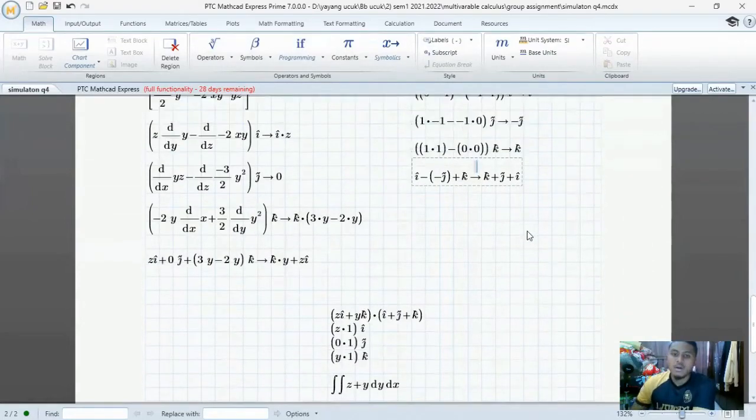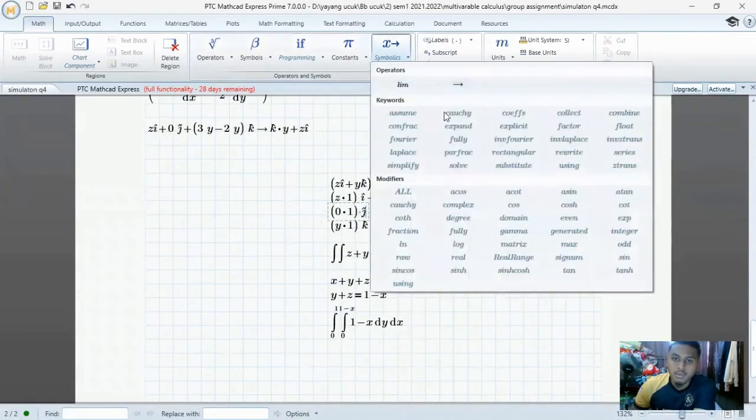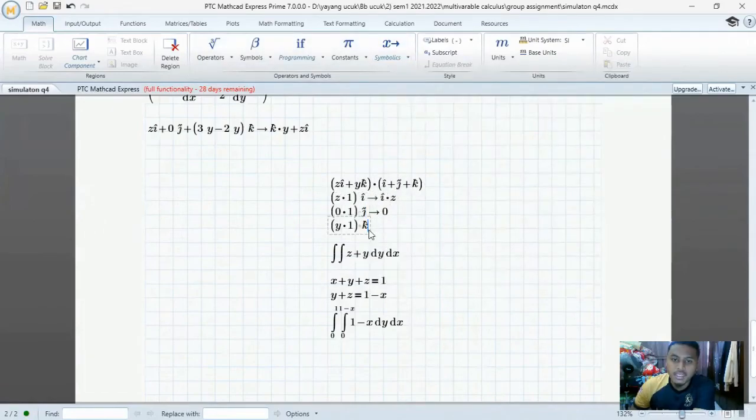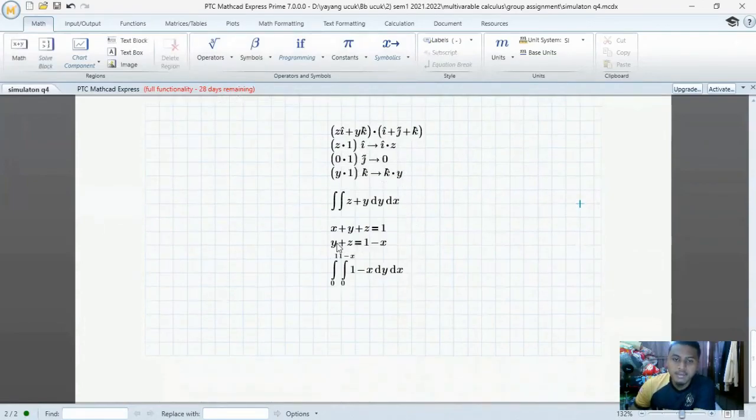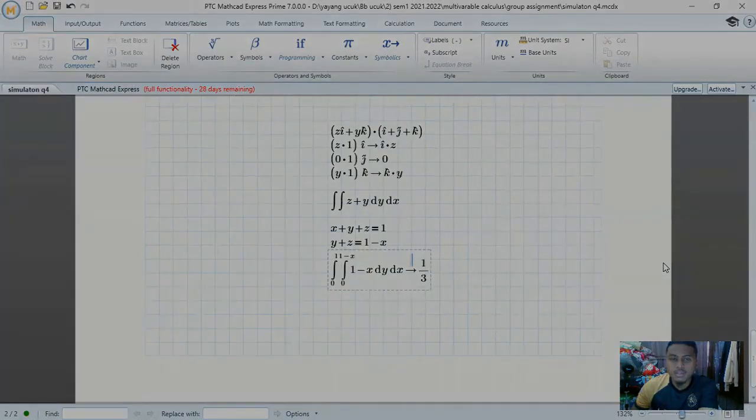And the last one, from the two equations above, we have to multiply them for i, for j, and for k. So we will get the answer. And then we have to integrate z plus y, but we have to change it to 1 minus x. So we just put it like this, and then we will get the true answer, which is 1/3.